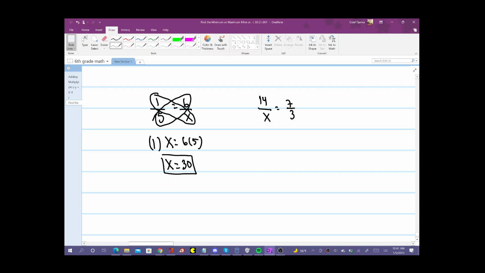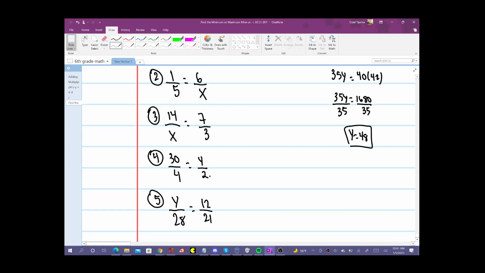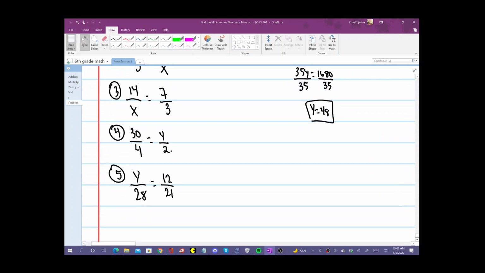So this one is 7x equals 14 times 3. This is 7x equals 42, I believe. Then divide by 7 on both sides, we get x equals 6. Okay? And then the next one we have is 30 over 4.